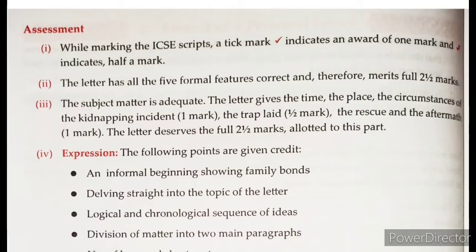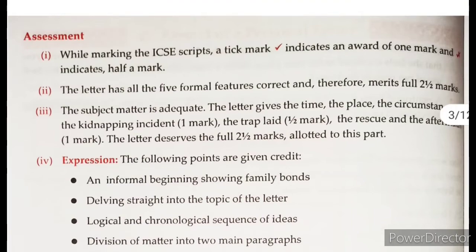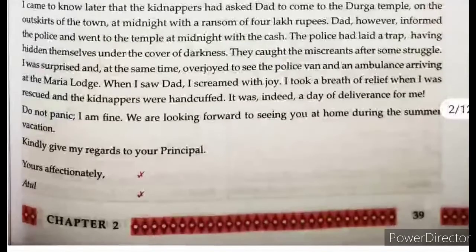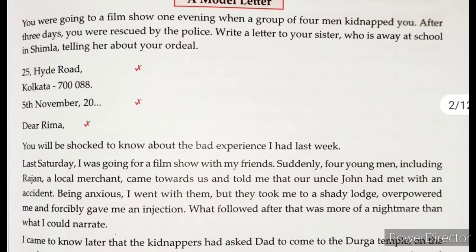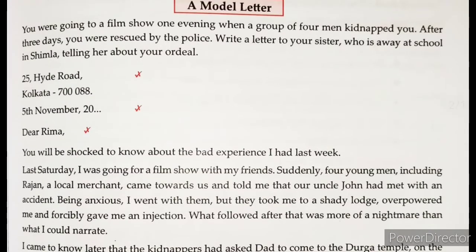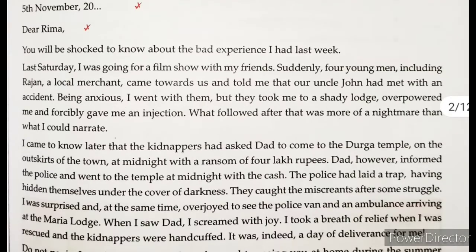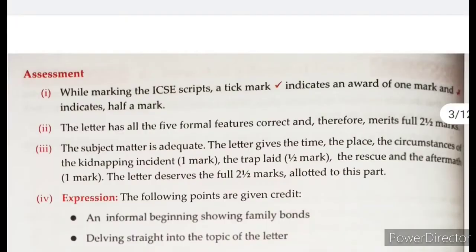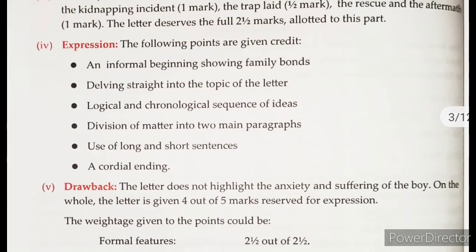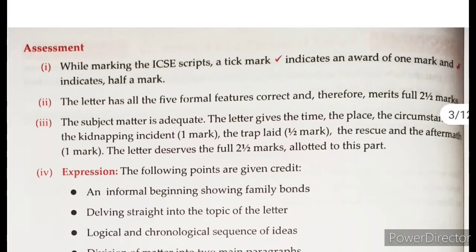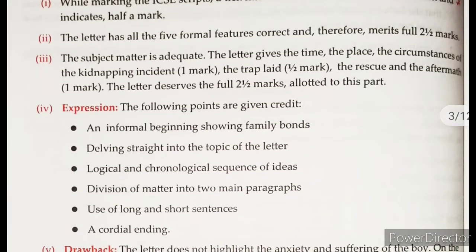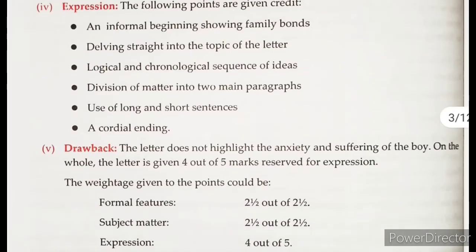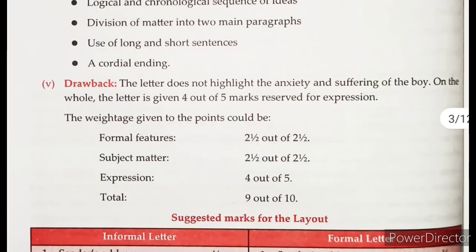The subject matter is adequate. The letter gives the time, the place, the circumstances. So you see, in this letter, those half marks and 1 mark are clearly shown. In the address, you can see those red ticks with a cross through them. So you can see all these are shown very clearly. So expression wise, this is the analysis page of the letter which you just saw on the screen. So you can just go through, have a look, and you will be able to understand.